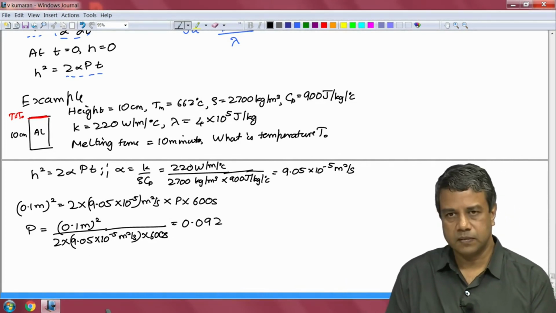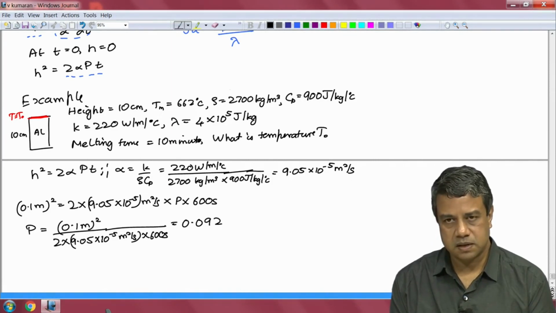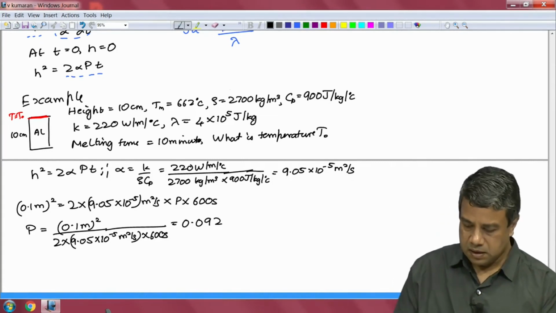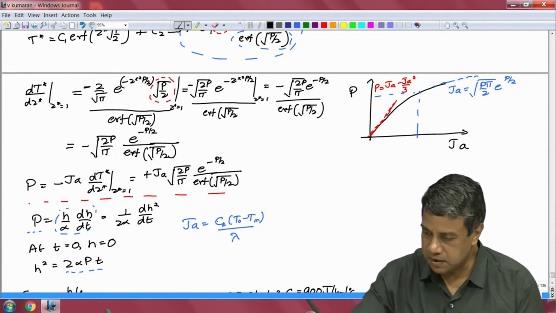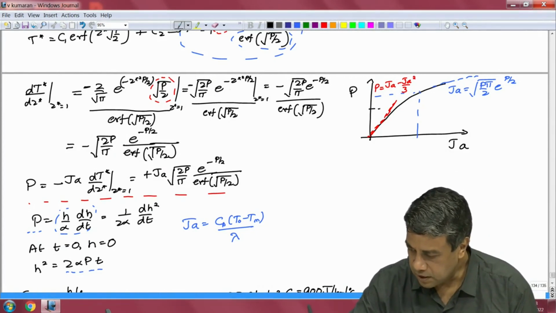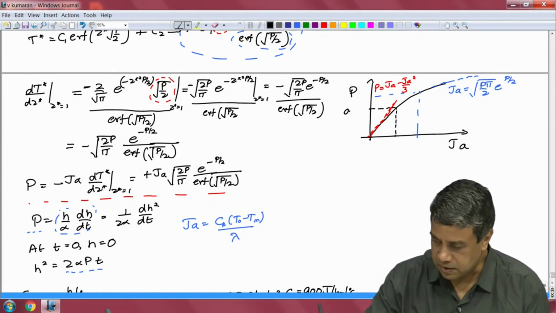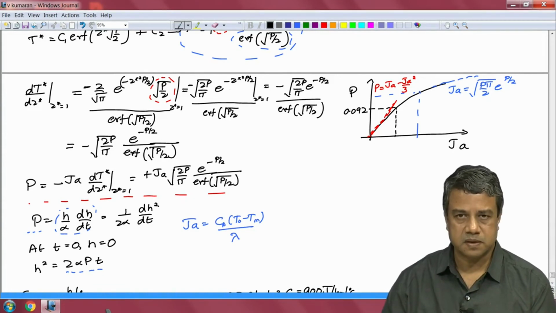Note that this value is small compared to 1. It is about 0.1 or so. Knowing this value of P, what I should do is to take this particular value of P and find out what is the value of the Jakob number that corresponds to it.